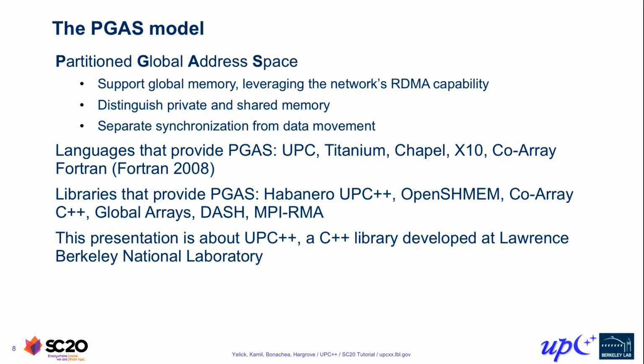There are a number of other languages that provide this PGAS model. That includes UPC, based on C, a language called Titanium we worked on a number of years ago at Berkeley that's based on Java, the Chapel language from Cray, the X10 language from IBM, and the CoArray Fortran language. In addition, there are other libraries similar to UPC++ that provide this PGAS model: Habanero UPC++, OpenSHMEM, CoArray C++, Global Arrays, Dash, and MPI's RMA model, which I already mentioned.